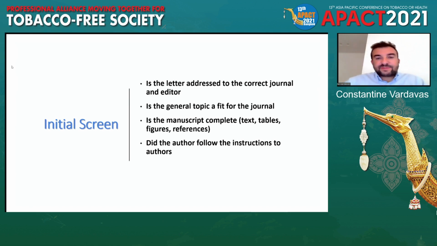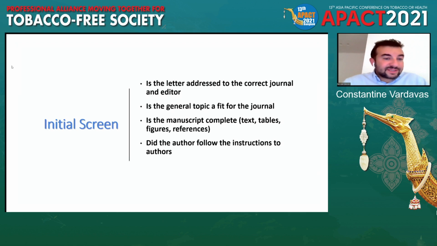So the first thing that happens when authors submit is that the handling editor or the editorial team assess first of all if the manuscript is actually addressed to the correct journal. It has happened in some cases that a manuscript has just been transferred from one journal to another, and its formatting, its title, its approach is obviously for another journal.